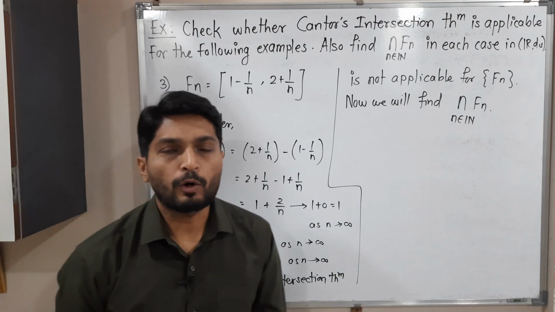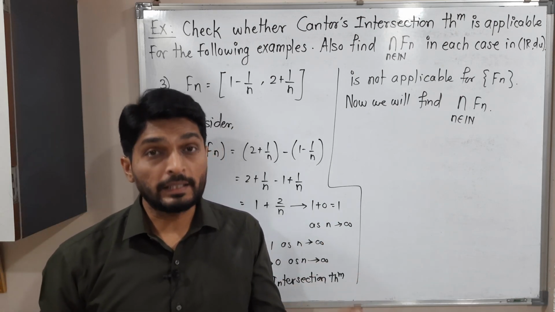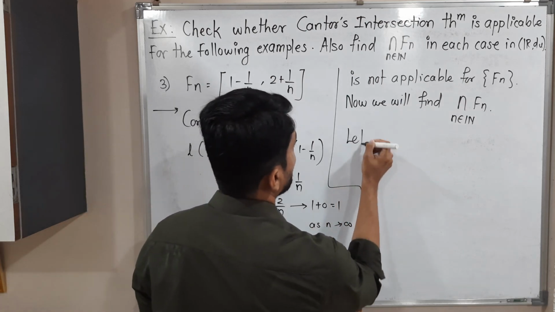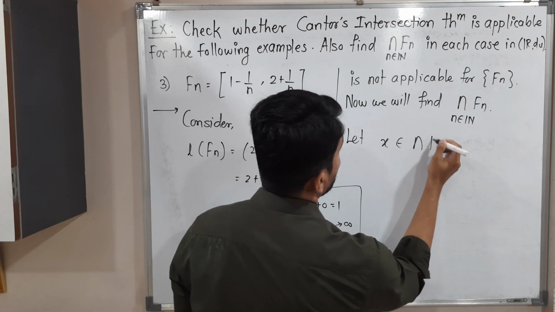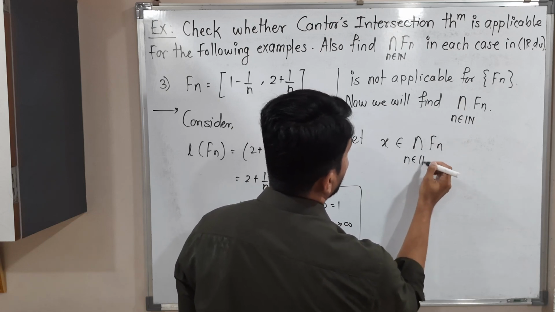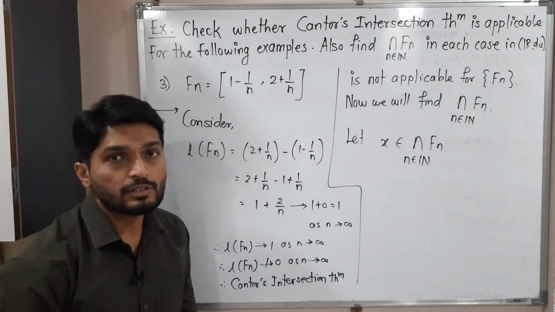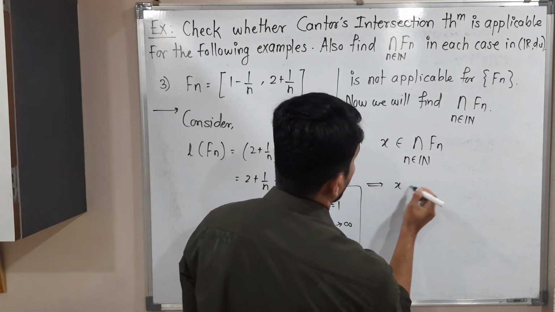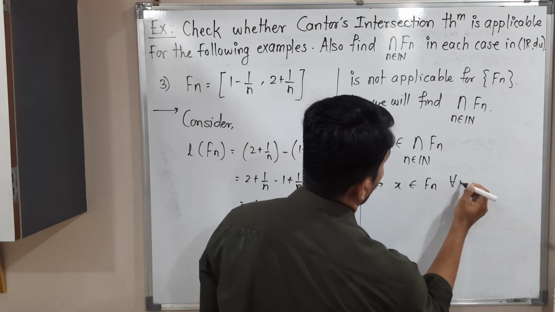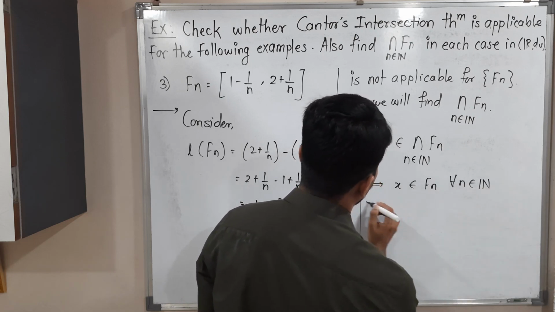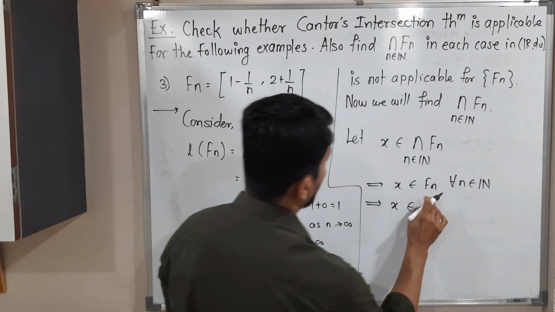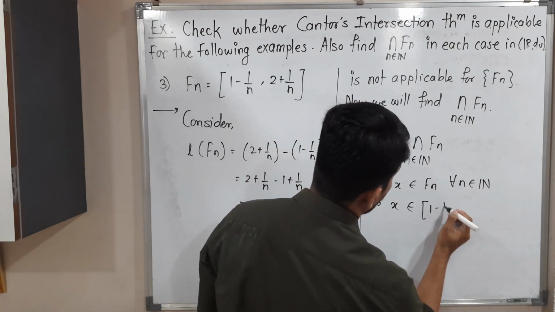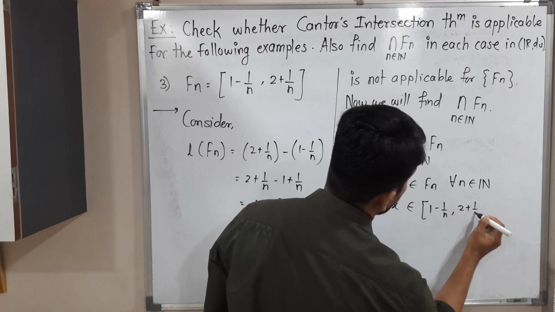So we have a very common technique. I will take any arbitrary point from the intersection and we will try to find out. Let x belong to the intersection of Fn, n belongs to the set of natural numbers. See, x is in the intersection, it means x lies in all sets. x belongs to Fn for all n belongs to the set of natural numbers. x belongs to, I will put the definition of Fn here. So it is a closed interval: 1 minus 1 by n, 2 plus 1 by n.